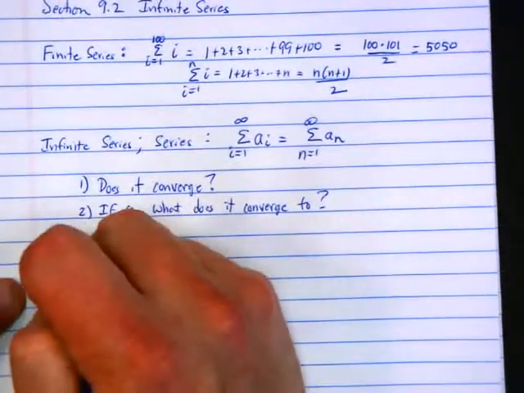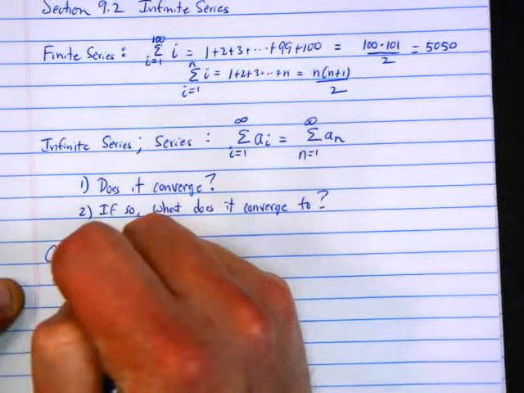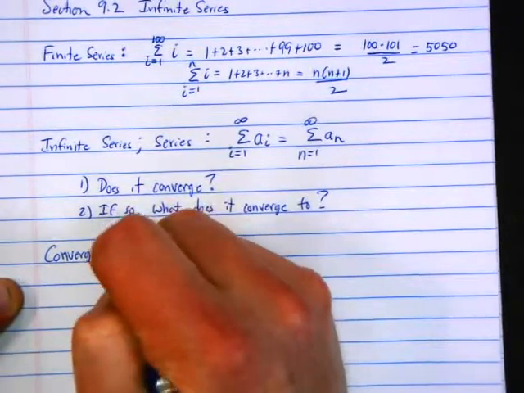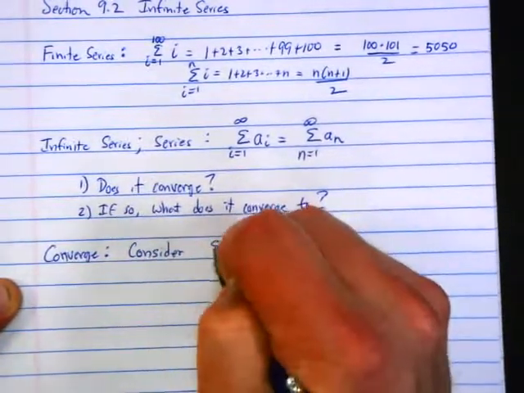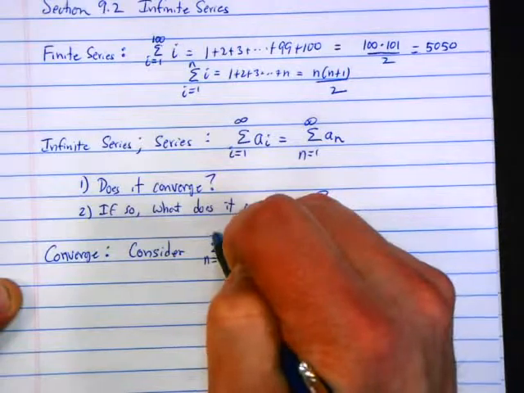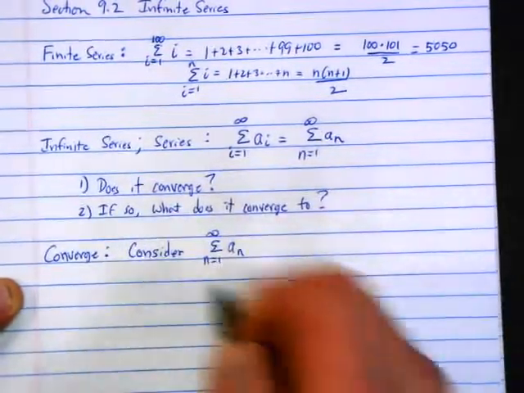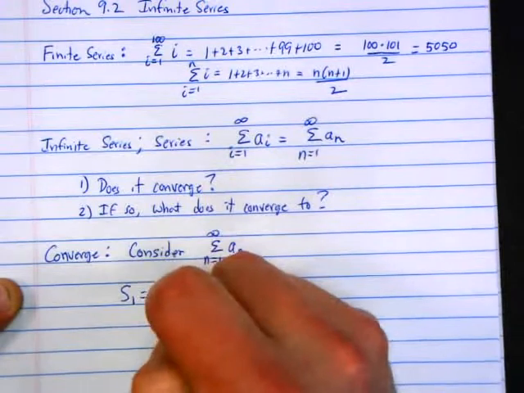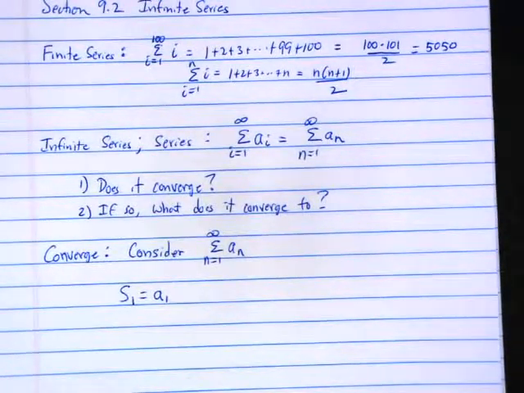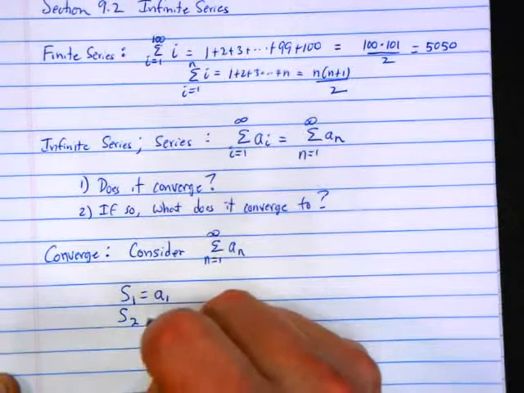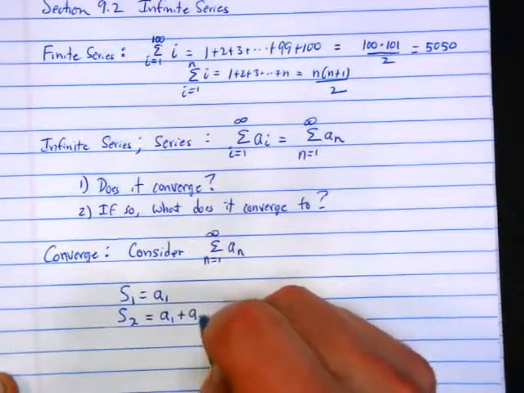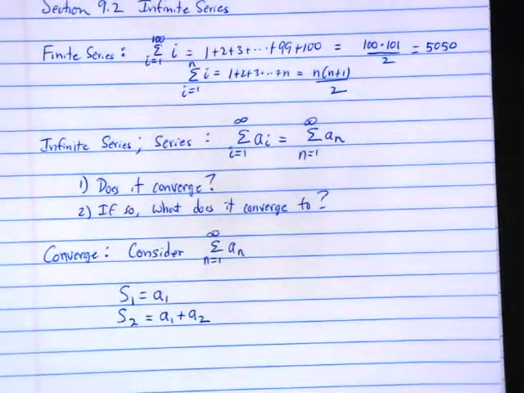All right, we're going to have a very formal definition of converge. So for convergence, consider the sum from n equals 1 to infinity of a sub n. S sub 1 is just going to be a sub 1. S sub 2, I'm going to add the first two terms together, a1 plus a2.